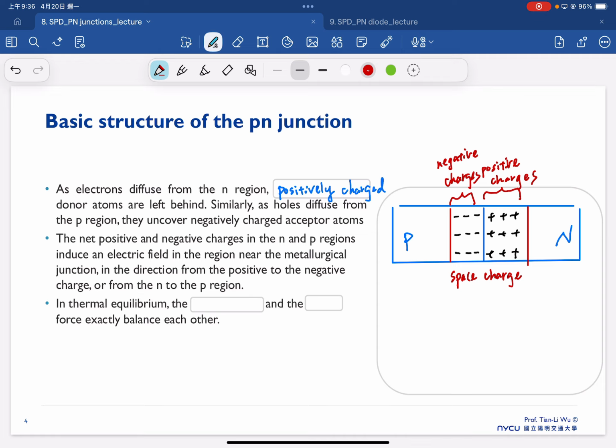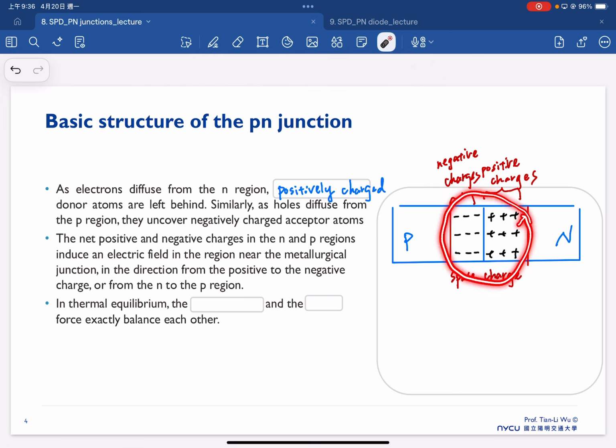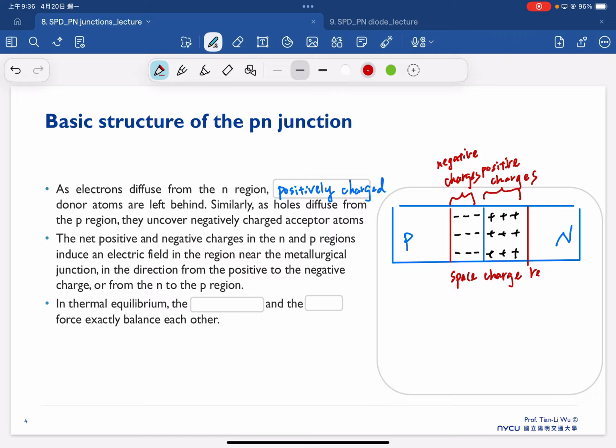So these charges, where a certain charge moves and leaves behind another opposite charge, are what we sometimes call space charge. Therefore this region contains the space charge, and we call it the space charge region. Sometimes we also call it the depletion region.